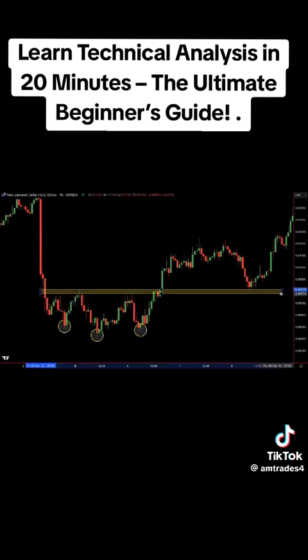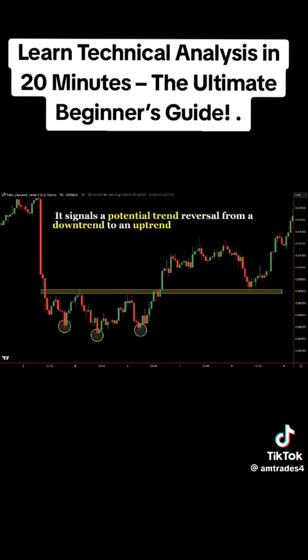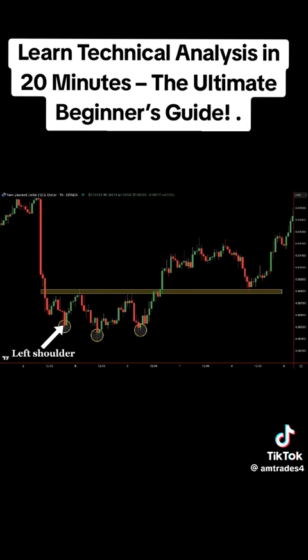The inverse head and shoulders is the exact opposite of the regular head and shoulders pattern. It signals a potential trend reversal from a downtrend to an uptrend, showing that buyers are gaining strength after a period of selling pressure. This pattern consists of 3 lows. Left shoulder, price drops and finds support before bouncing up. Head, price makes a lower low but then recovers. Right shoulder, price moves down again but forms a higher low than the head, showing that sellers are losing control.